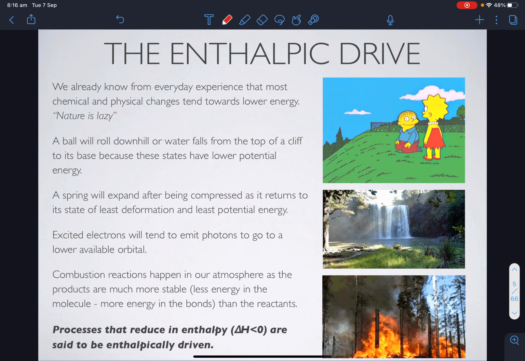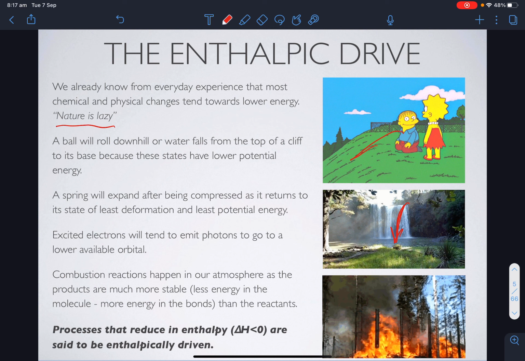Alright, so let's reframe enthalpy and talk about this enthalpic drive. This word that I'm talking about here. All of my GIFs are not working, but Ralph rolls down the hill, water goes downhill. These are all expressions of potential energy and going downhill, and releasing energy. So we know from everyday experience that most chemical and physical changes tend towards lower energy, and we've been picking up that all throughout the course, that things like to be nice and stable and give away energy, or have the most energy in their bonds and stored away, to be the most stable. So I often say nature is lazy.